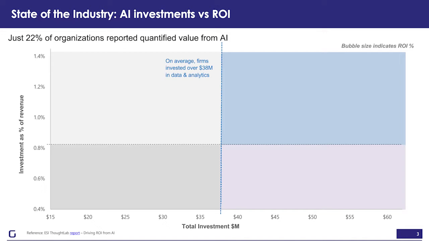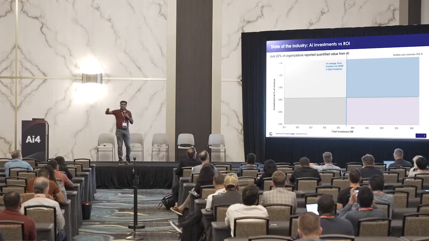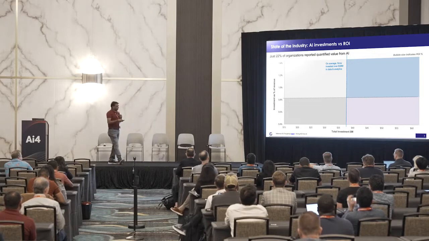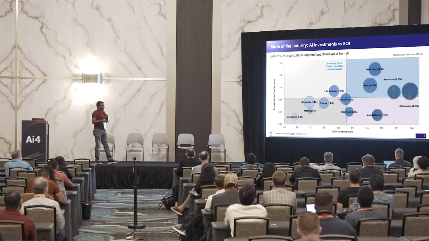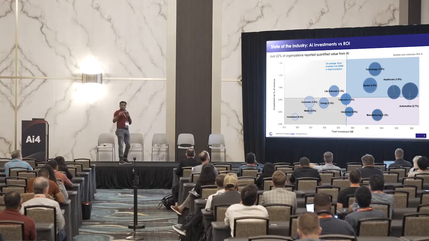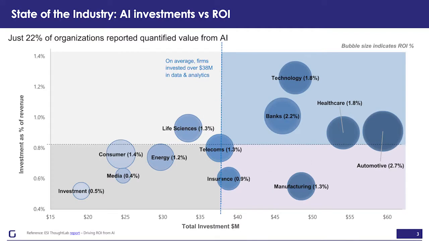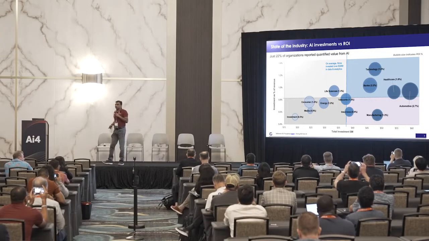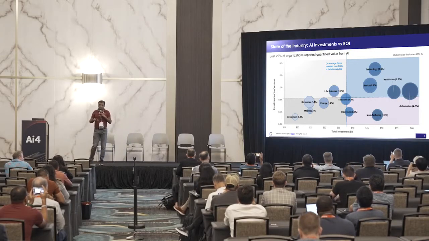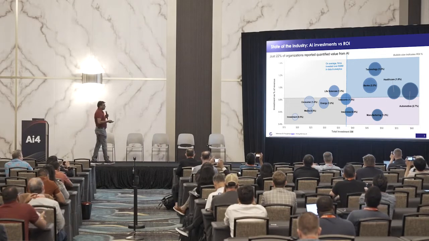So the X-axis is the total investment, and the Y-axis is investment as a percentage of revenue. When you look at it, and I'm sure as the years pass, this number is going to increase. That's how we see the industry exploding in terms of AI spend. Automotive is spending a huge amount of money, and the size of the bubble talks about the ROI percentage across the industry. If you look at the average across each of these, you get an ROI of around 1.8% from the investments going into AI applications. That's what we see in the landscape today from an industry standpoint.